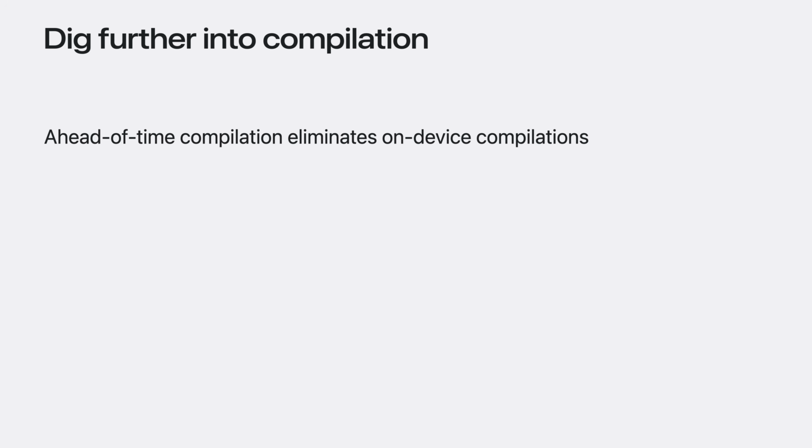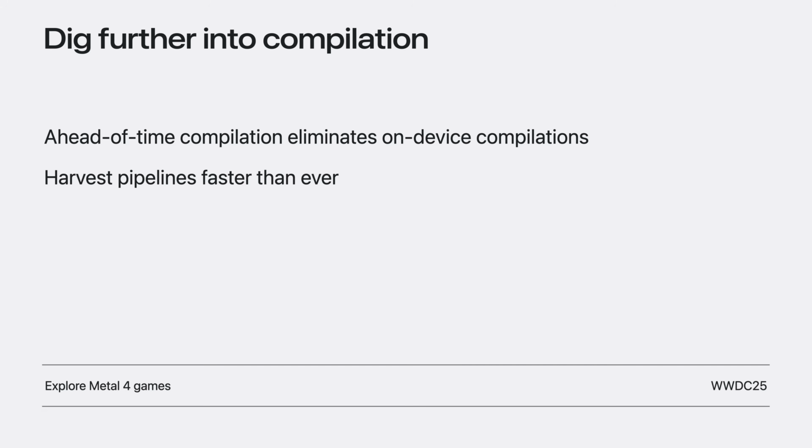On-device compilation still costs CPU time. The most performant path is still to eliminate on-device compilation entirely. Metal 4 streamlines the harvesting of pipeline configurations. For more information on how to take advantage of Metal 4's compilation workflow, as well as more details on command encoding, follow up and explore Metal 4 games.